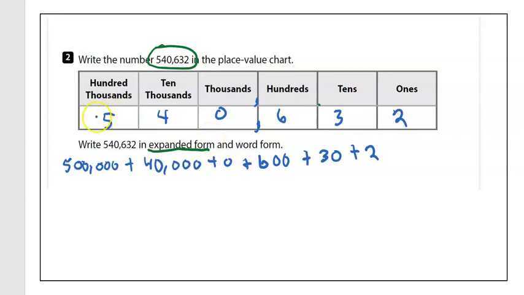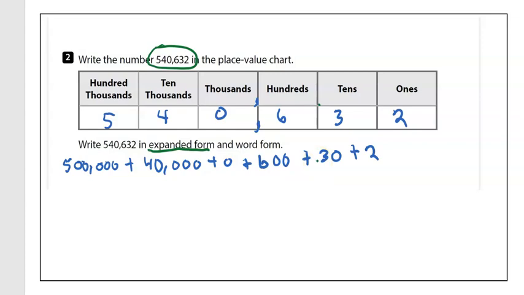So in your big place value chart, what you could do is put that 5 in the hundred thousands place, and then show zeros across. It would look like this: 500,000. For 10,000s, you'd have 40,000. I put 0 for thousands just to hold it in there, just to show that there are no thousands. If you left it out, it would be okay. 600, 30, plus 2. So there's expanded form.